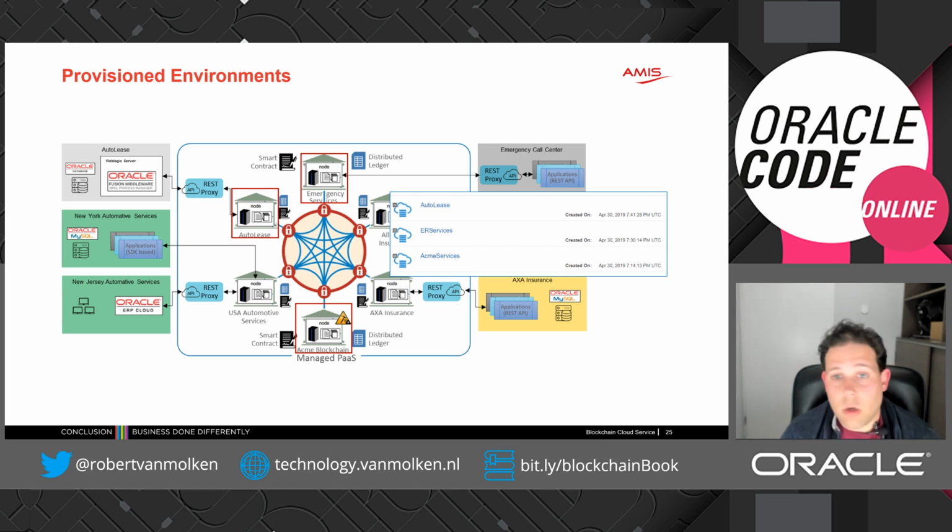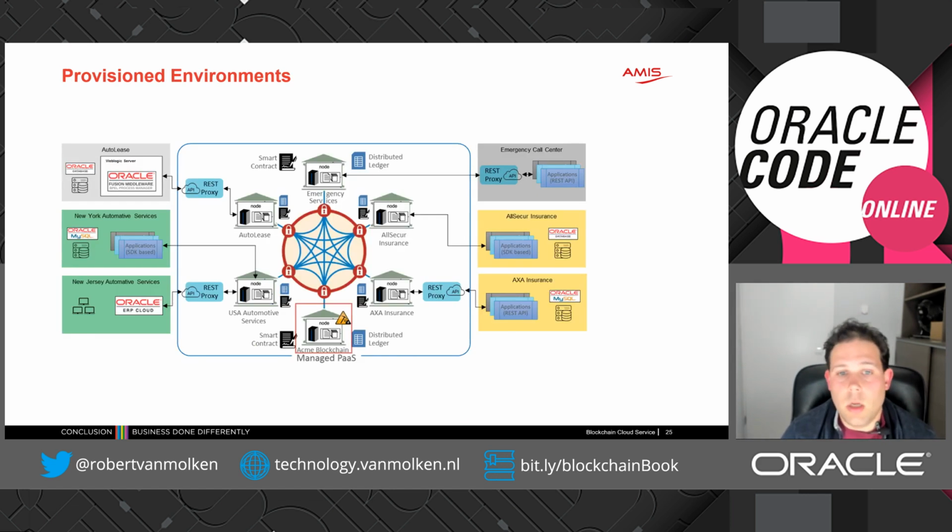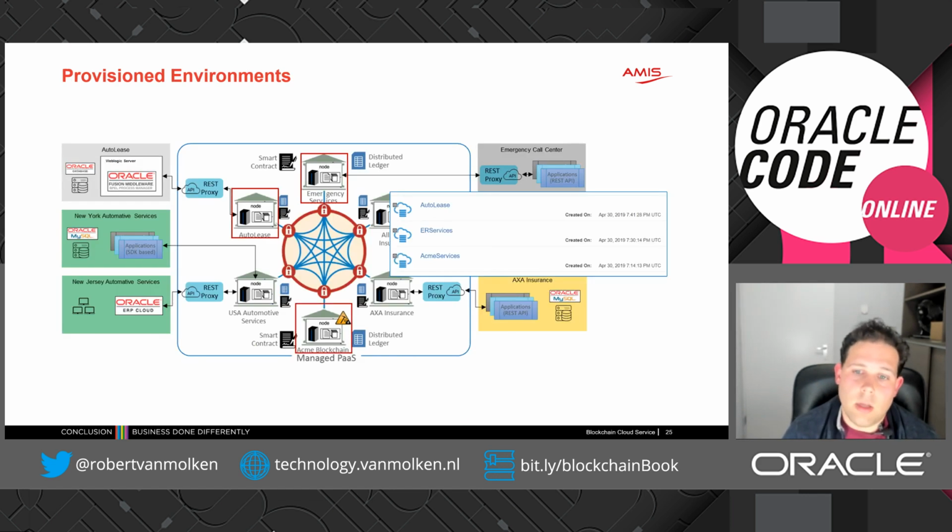One thing to note before I go into the demo: for ER services and Autolease, in the last screen, I chose for the service option not to create a new network, so they will join the existing network. So that's how we do that.